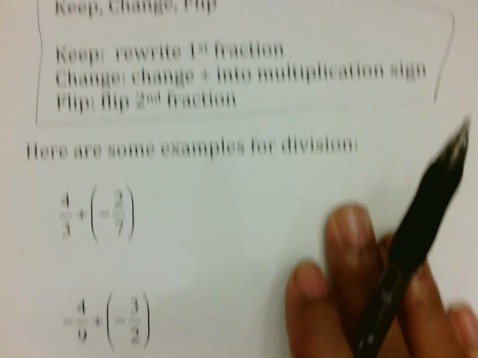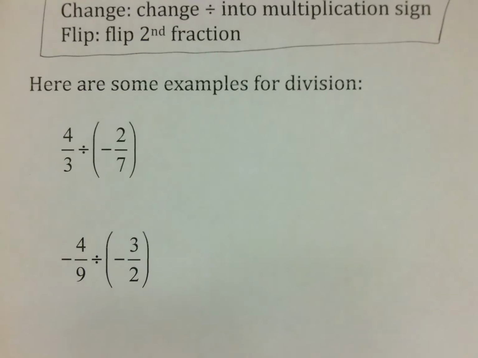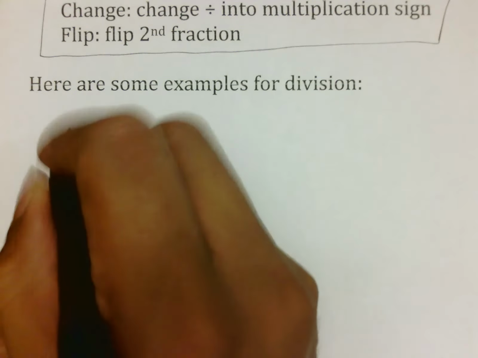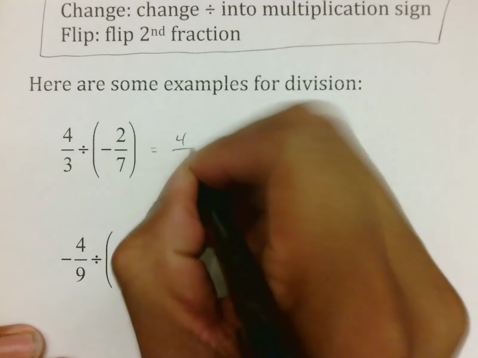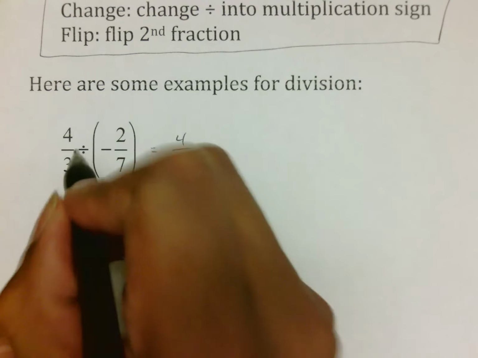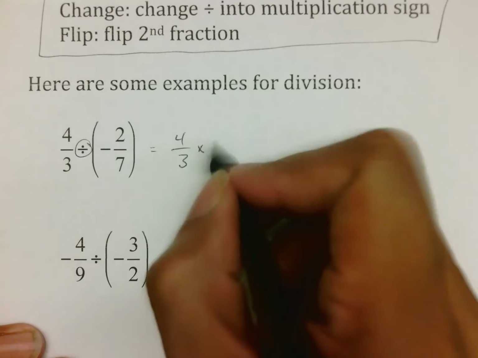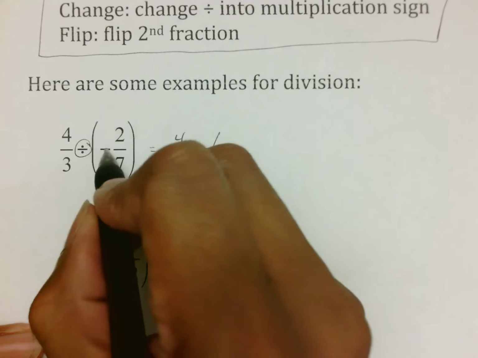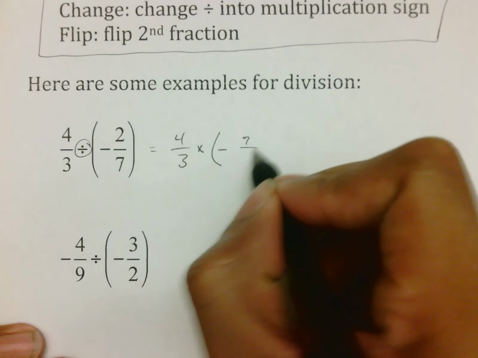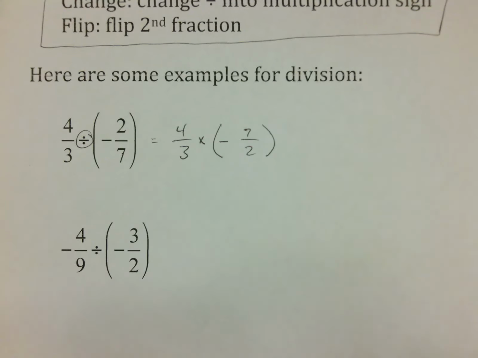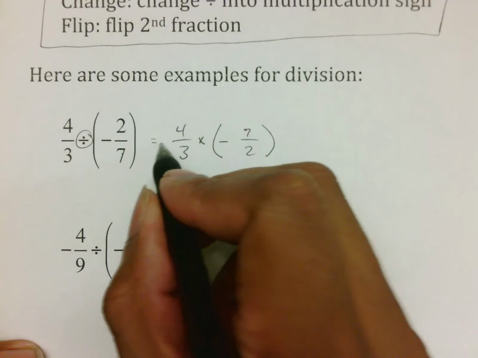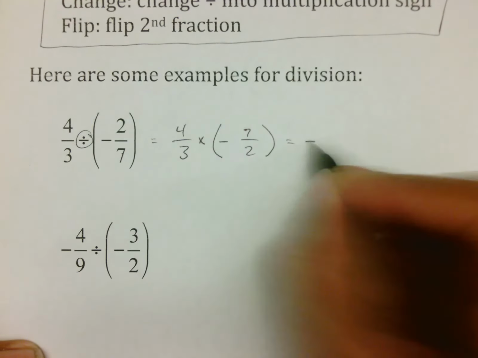Here we go. So some quick examples for your division. Again, if we're doing this without a calculator, the first thing we do is keep the first one the same. So 4/3 stays 4/3. We change this division into a multiplication symbol. And then we flip the second fraction, which means a negative stays, but it should be 7/2. Now that it's a multiplication problem, notice you have one negative, so your answer is negative.